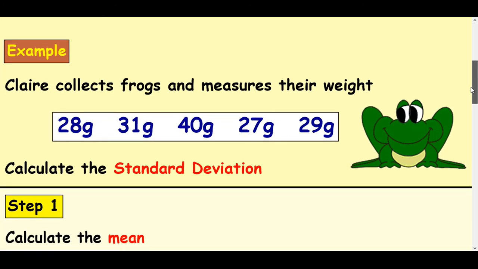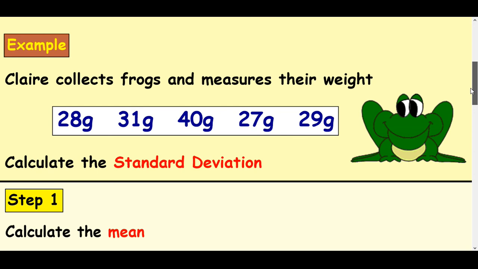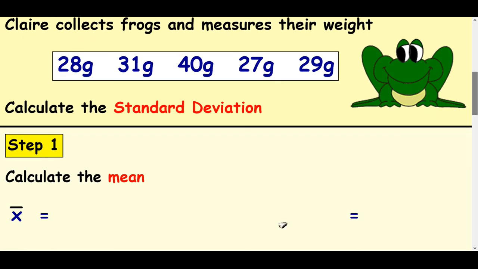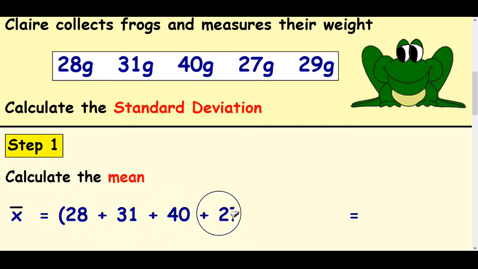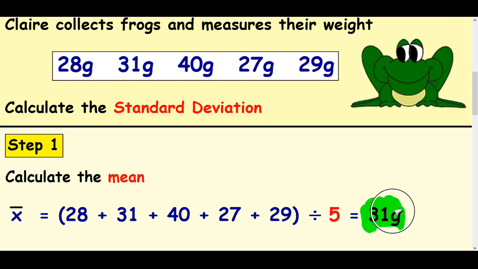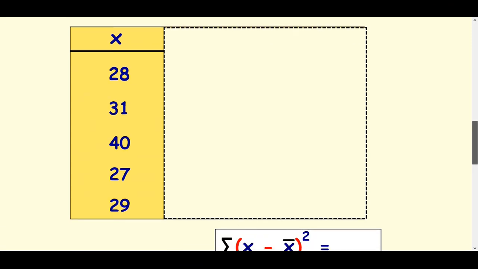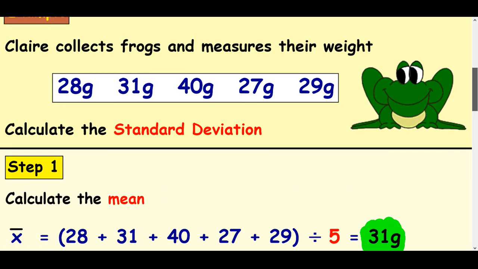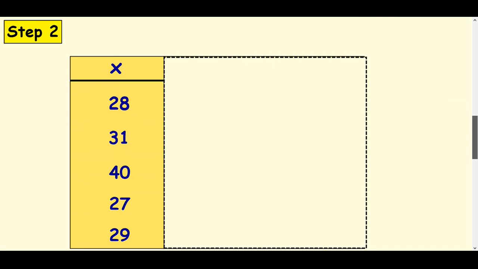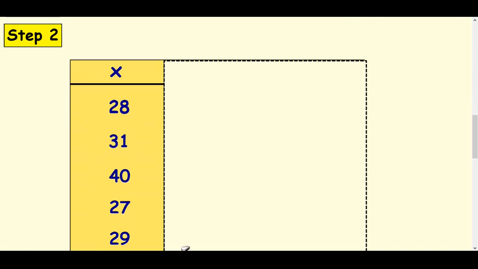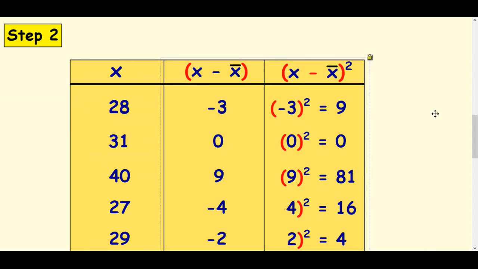So Claire collects frogs and measures their weight. Calculate the standard deviation. Right, let's get the mean first, and that's called x bar, isn't it? So you add everything up and divide by how many there are. So it's 20, and so on, divide by 5, and that's going to give you 31. Right, you've got to draw your table out. Now that's got all the values that are there: 28, 31, 40, 27, and 29. Now, the next bit in the table is x minus x bar, and then you square it. So I'll go through this column first. This is x, take away the mean. You're finding out how far they are away from the mean.